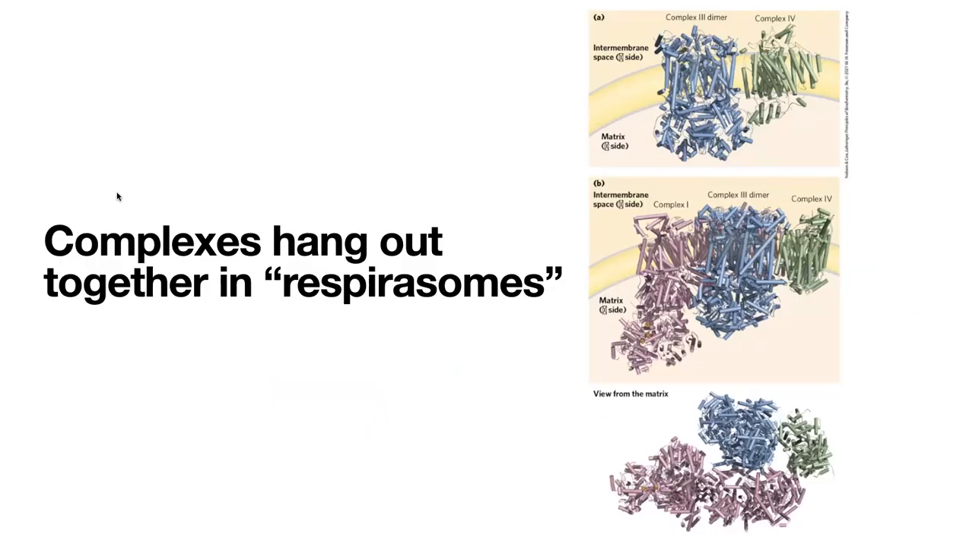And although we look at these as isolated things, actually these complexes often hang out in bigger groups called respiratomes. The complexes themselves are often very complex and have lots of different proteins. Then they hang out together in these respiratomes where they're close together in the membrane, which makes sense because you don't want those electrons flowing all over the place.